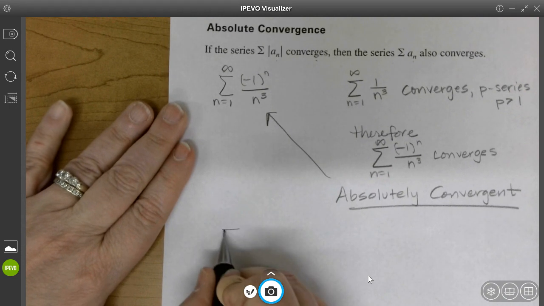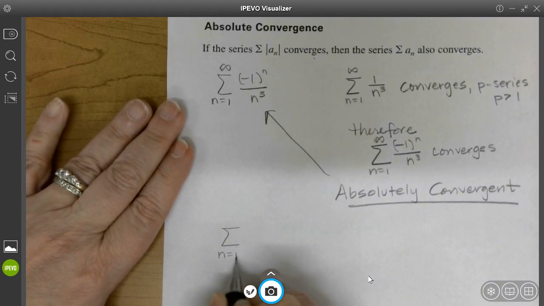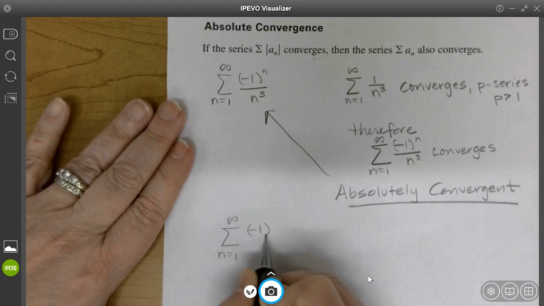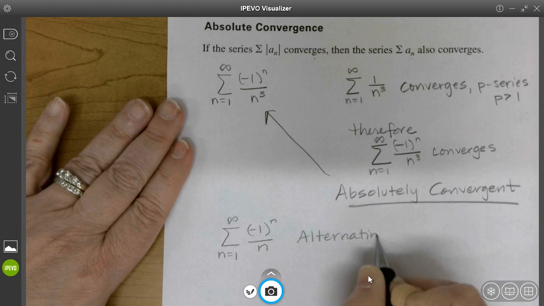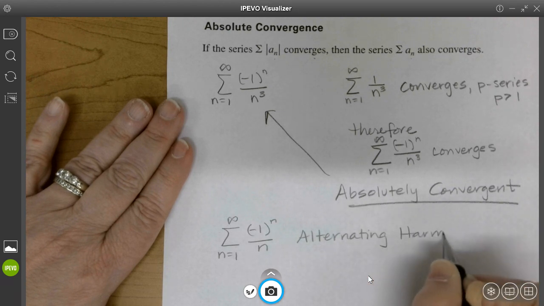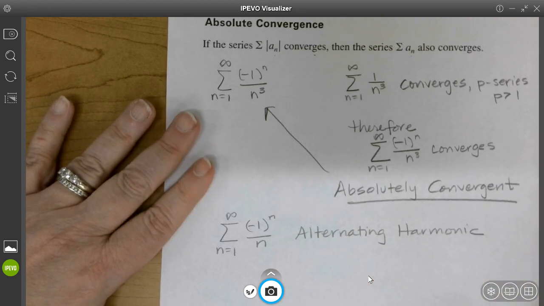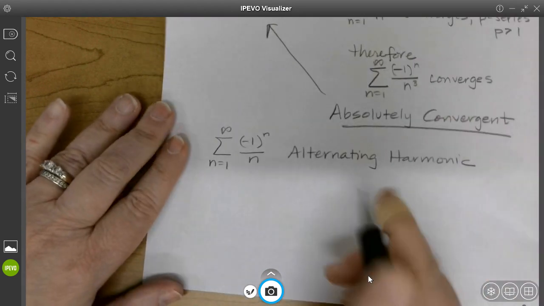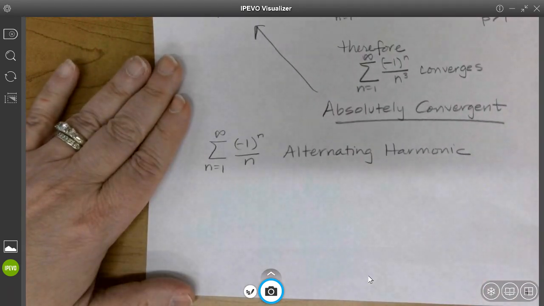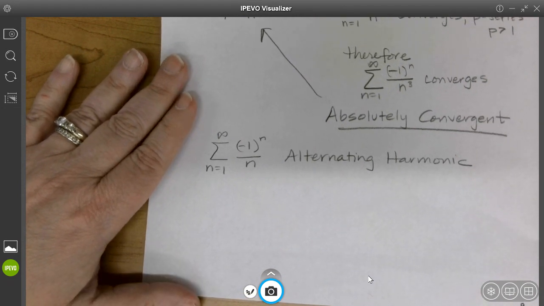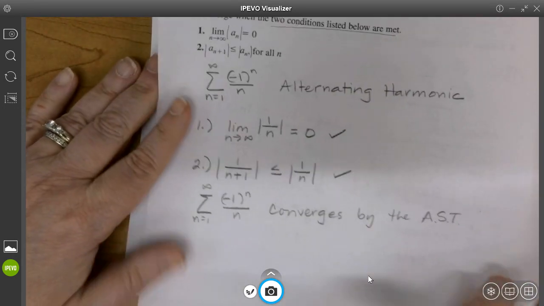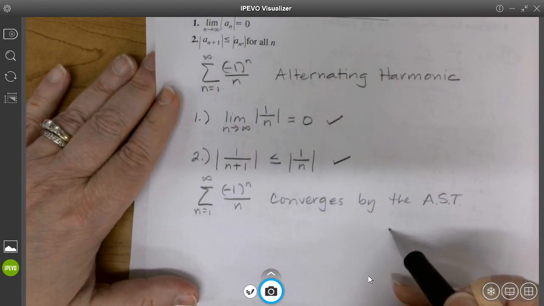Okay, we have another series that's famous, n equals 1 to infinity of negative 1 to the n over n. This is the alternating harmonic series, which we just proved, I think. Did we not just prove that the alternating harmonic series converged? We just proved a second ago that it converged.